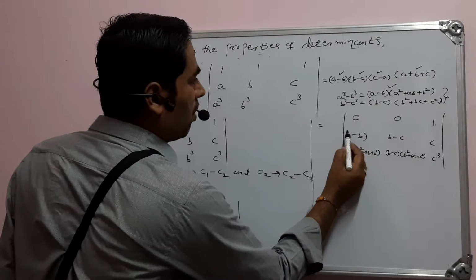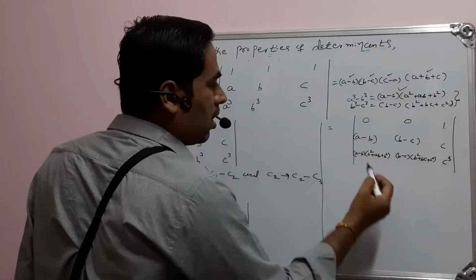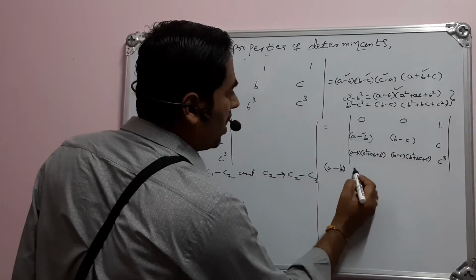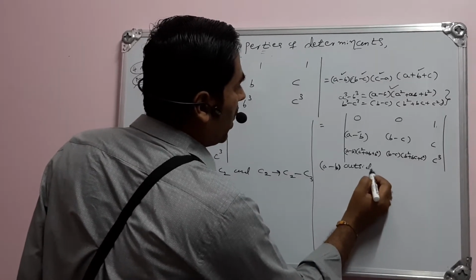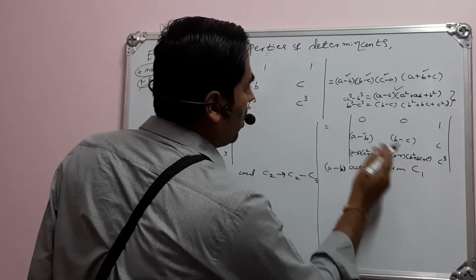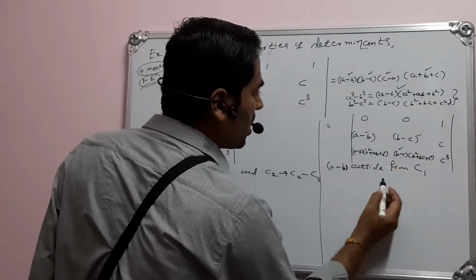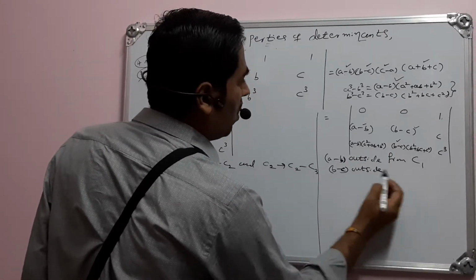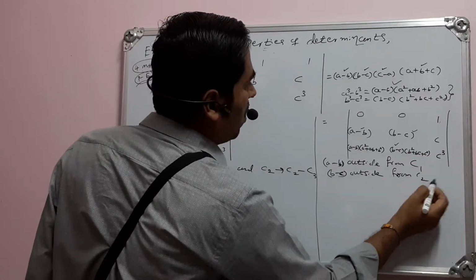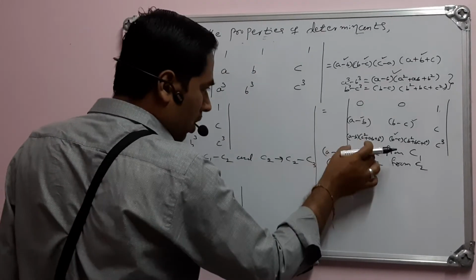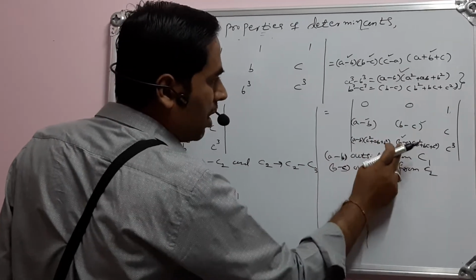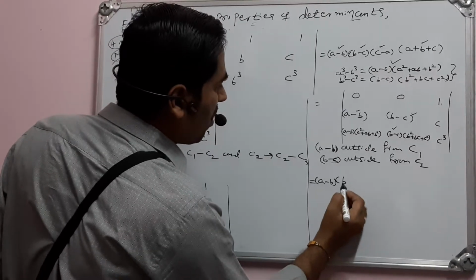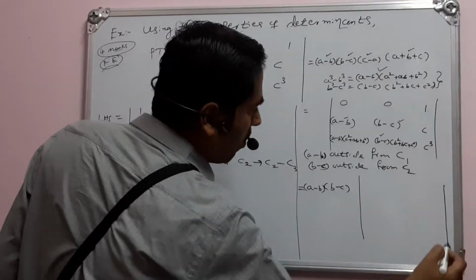Now observe this. Column wise, taking a minus b outside from the first column, and here b minus c is common in the second column, so take b minus c outside from the second column. From this column a minus b comes outside, from this column b minus c comes outside. So there are two factors, that is a minus b into b minus c. Then whatever elements are left, I will write it.